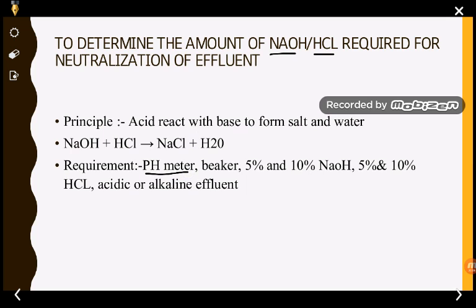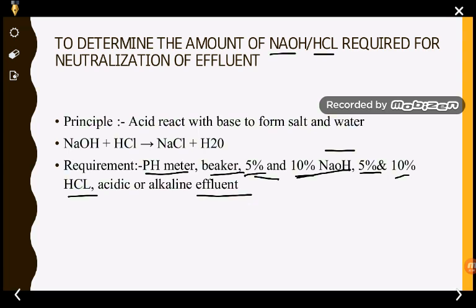The requirements are a pH meter, a beaker, and 5% and 10% NaOH. So a known concentration, that is 5% and 10% NaOH, is required. Similarly, 5% and 10% HCl is required. Or you can say a base of 5 to 10% and an acid of 5 to 10% is required, as well as the effluent. The effluent may be acidic or it may be basic, depending on the industry.